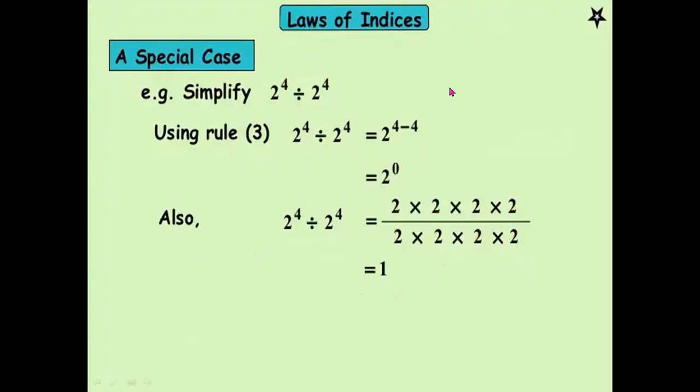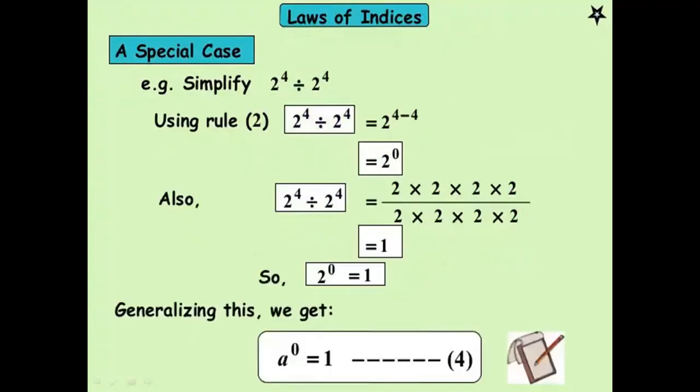Another one here, simplify. That is just the same: 2 to the power of 4 divided by 2 to the power of 4. We minus the powers, so we have 2 raised to the power of 0, which is equivalent to 1. Again, any number raised to the power of 0 equals 1.